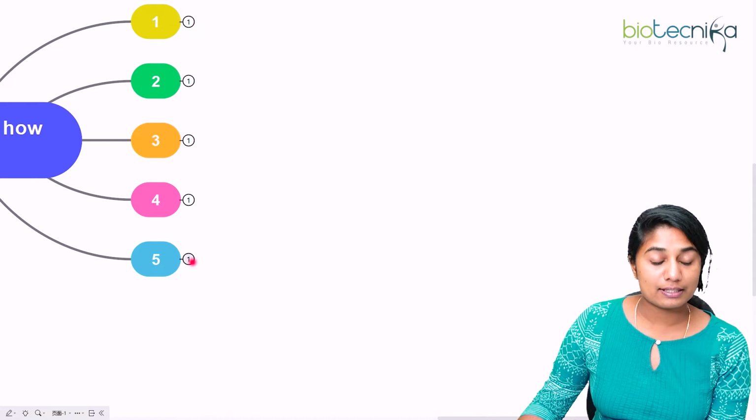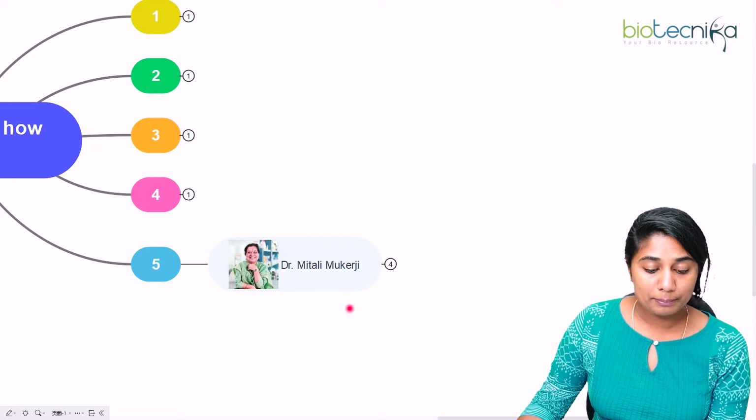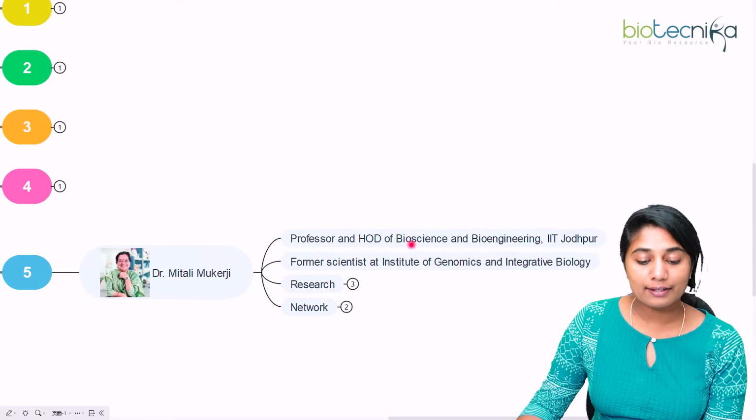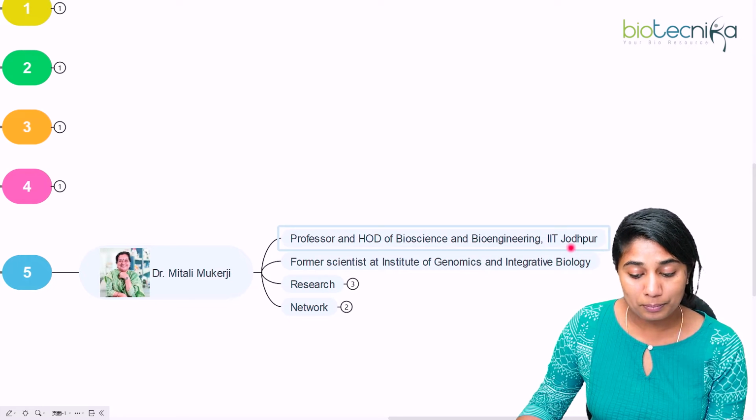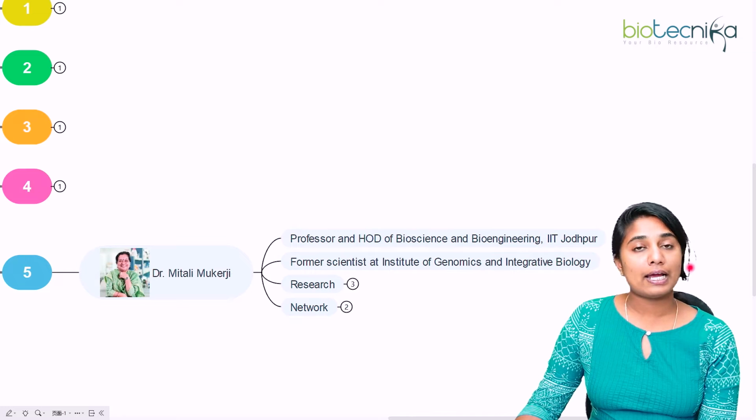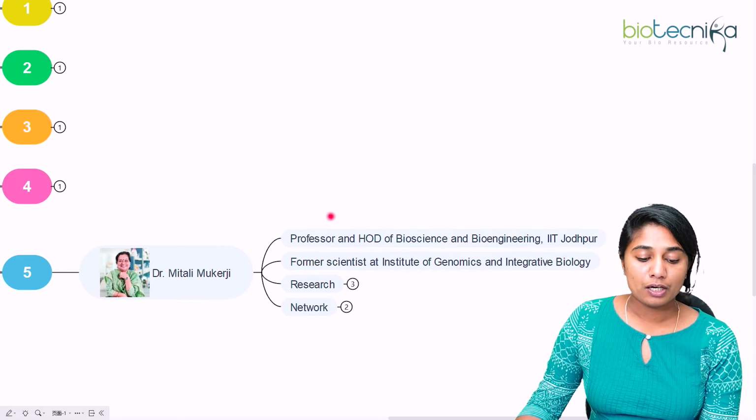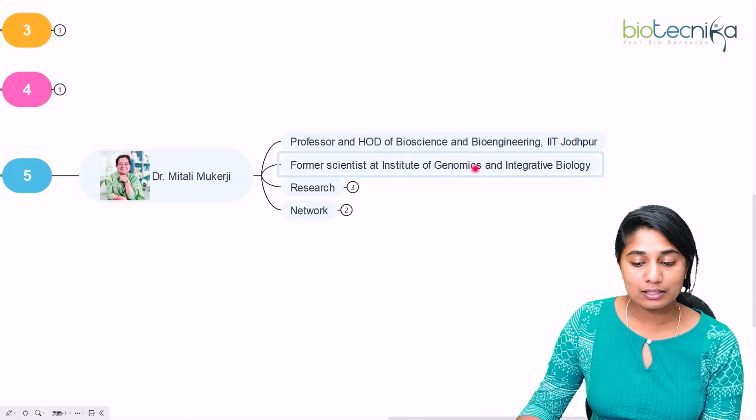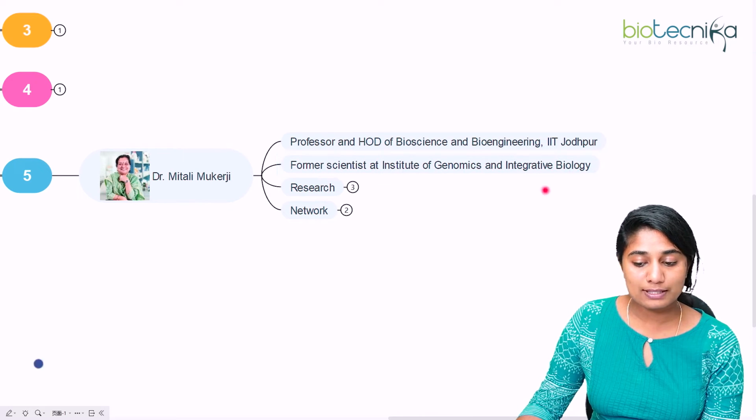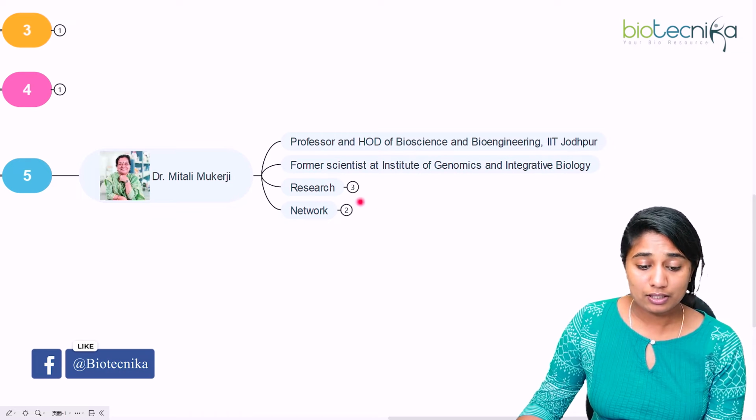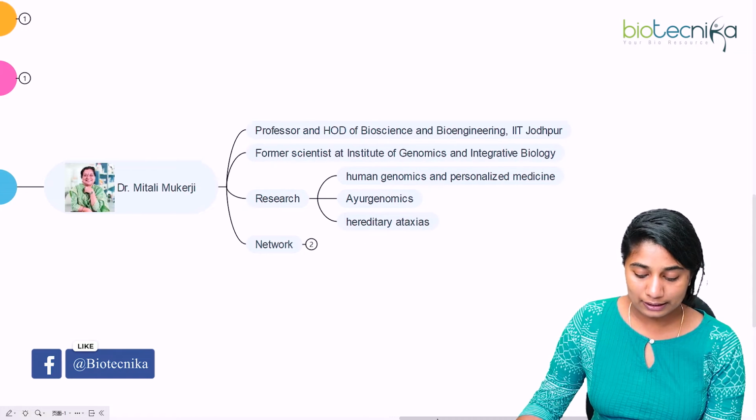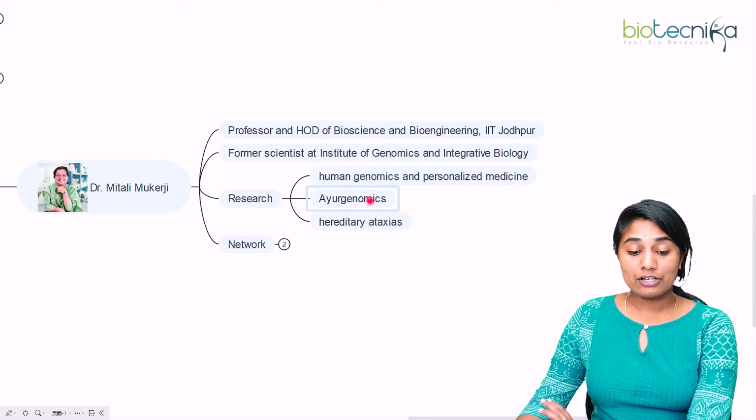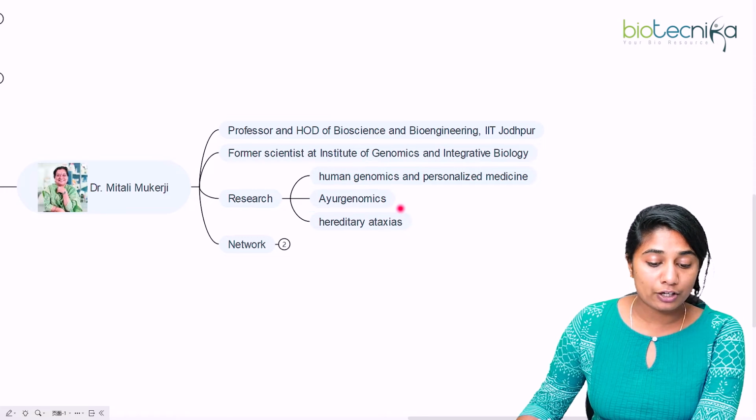The fifth scientist that I had for all of you is Dr. Mithila Mukherjee. So Dr. Mithila Mukherjee is a professor and head of department of the Bioscience and Bioengineering department at IIT Jodhpur. She's presently holding a professor title there. But she was a former scientist at IGIB, that is Institute of Genomics and Integrative Biology, right? So her research works are in the field of human genomics and personalized medicine. And she was the person who was behind Ayur Genomics.